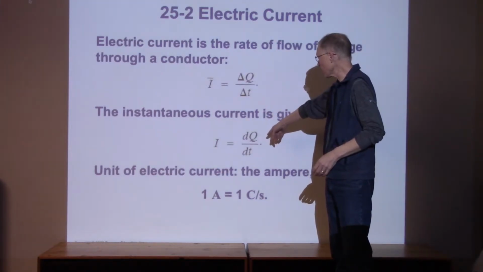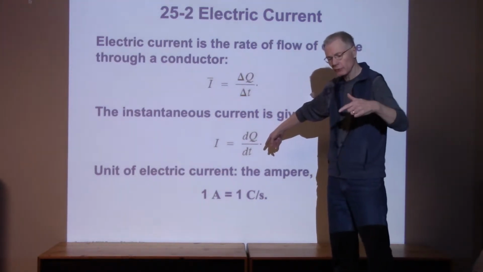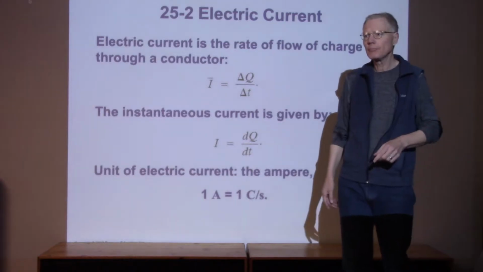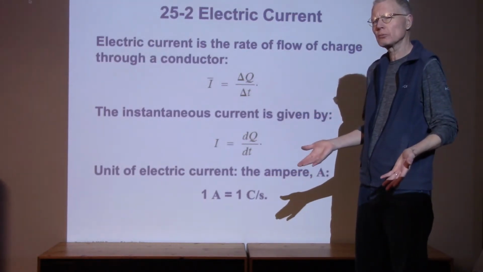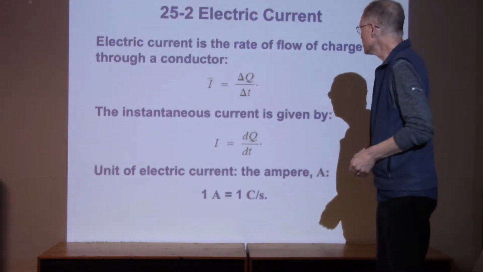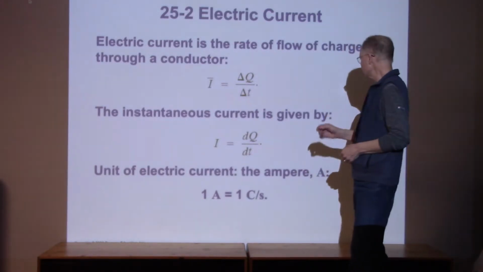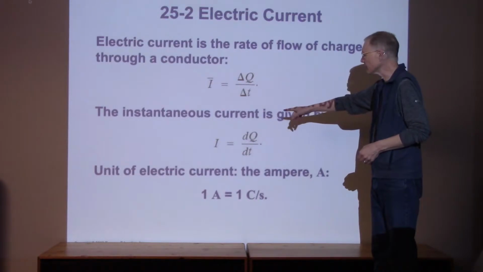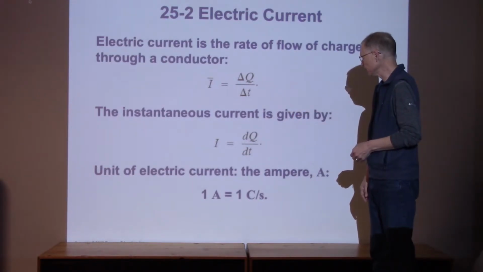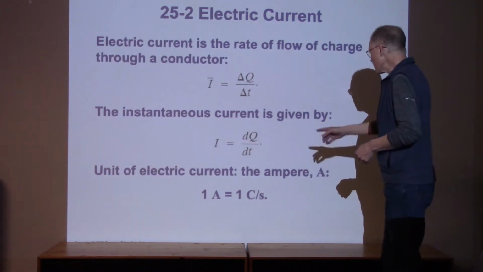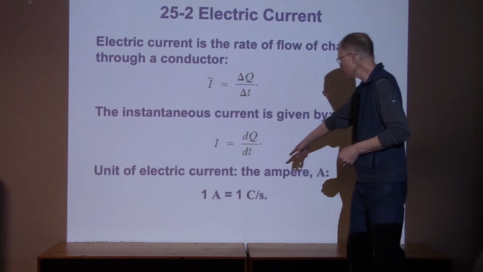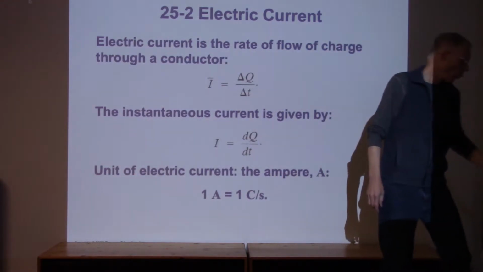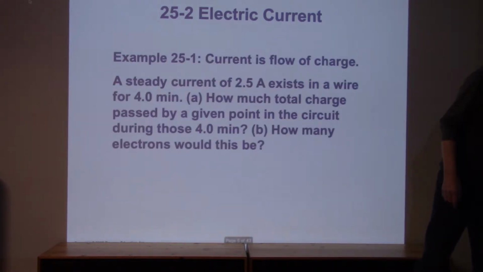But if the current's varying, and we'll see this as we get into future chapters, we'll see more and more complicated circuitry. We are going to definitely see circuits where the current is not constant, and we'll need to come back and use the definition in terms of infinitesimals. Now the unit of current is the amp, and the amp is equal to 1 coulomb going by per second.